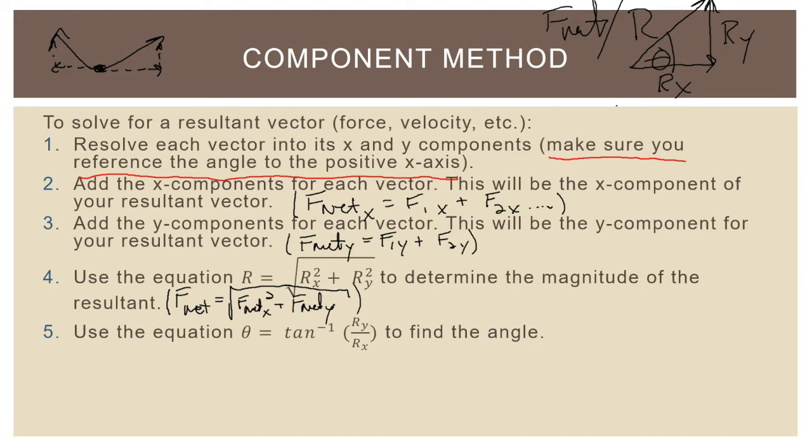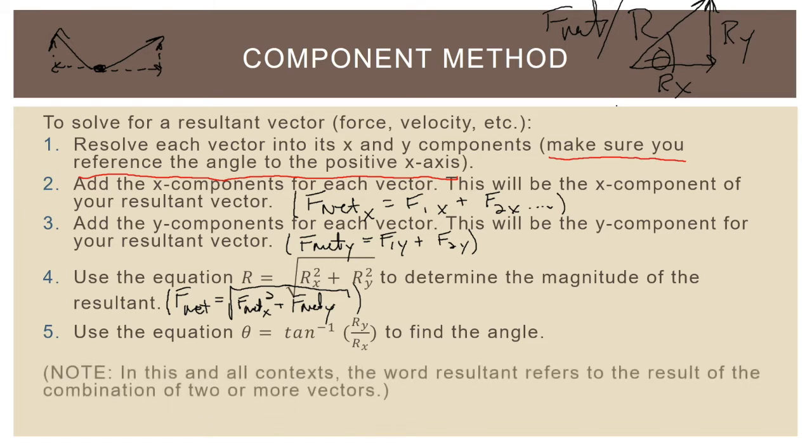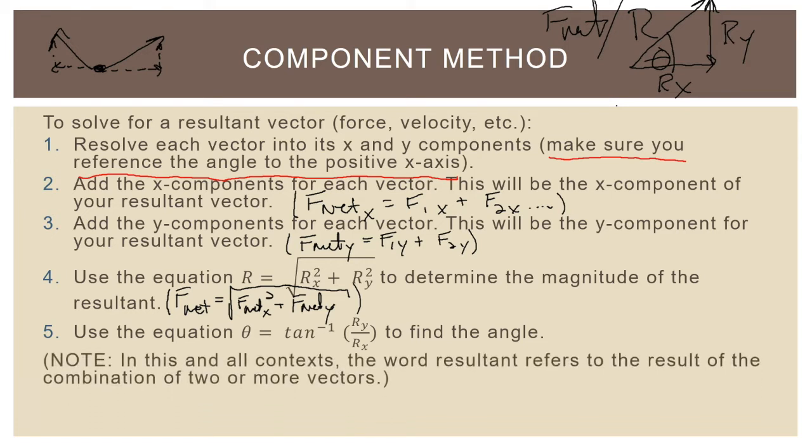And that's it. And just to be clear, because the word is used a heck of a lot on this slide, note, in this and all contexts, the word resultant refers to the result of the combination of 2 or more vectors. I'd like you to take a minute here to pause this video and finish writing that down. This is very important. And when you hit play, we'll take a look at an example of one of these.